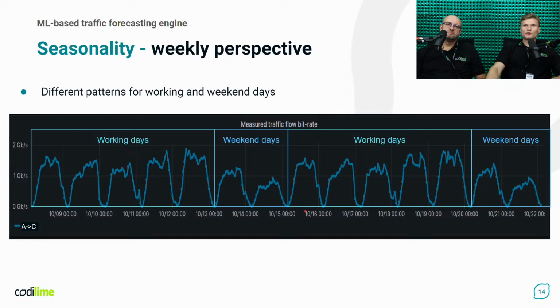Another feature important in terms of overloads is called seasonality. Here we have 2 exemplary weeks of an exemplary traffic flow. We can see that those 2 weeks are very similar to each other with small fluctuations. We call such a pattern the seasonal pattern. Here we have 1 week periodicity.